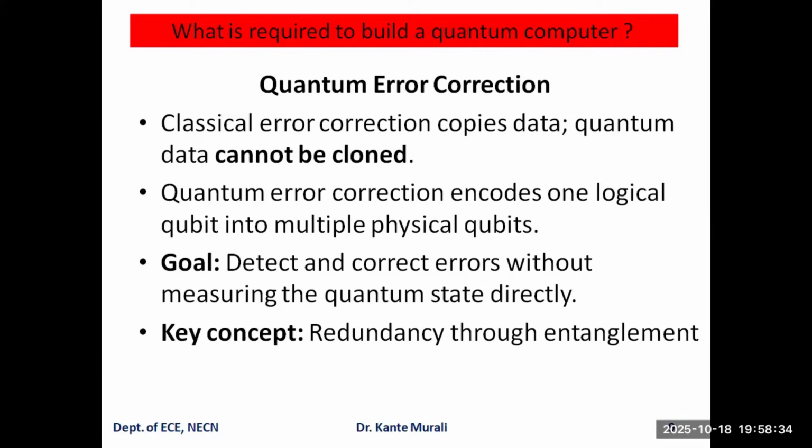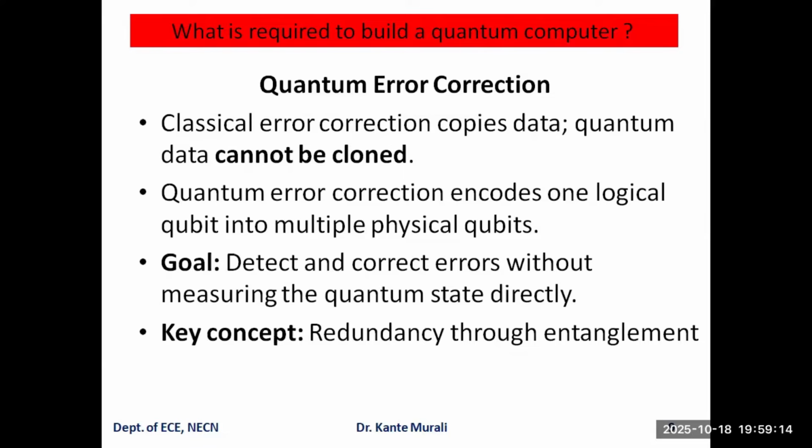Next, coming to quantum error correction. In classical computers, we can simply copy data for redundancy, but in quantum computing, we can't copy a qubit due to the no-cloning theorem. Instead, we encode one logical qubit into several physical ones using quantum error correction. For example, it's like having multiple musicians playing the same tone.